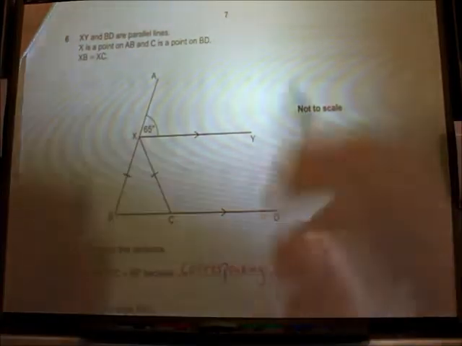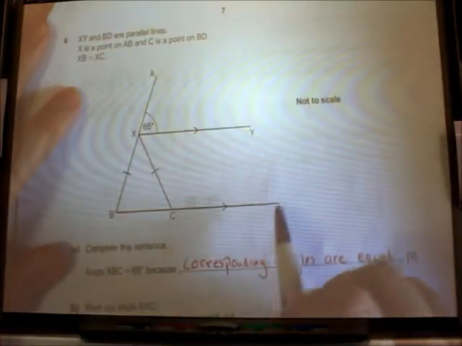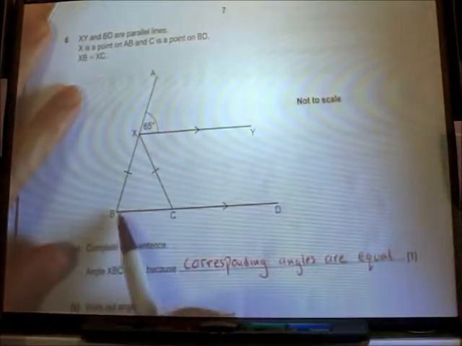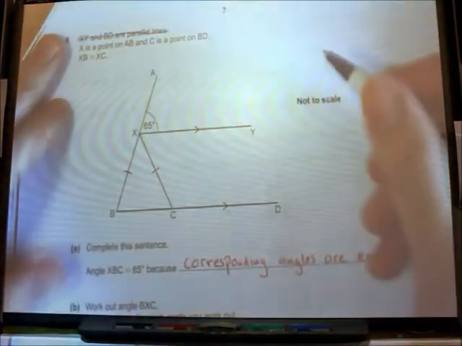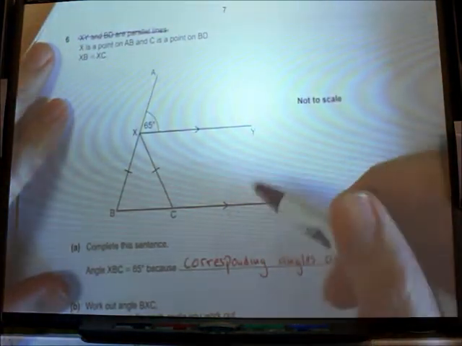Next one, question number 6. Let's have a look. Right, XY and BD are parallel lines. So that is XY, and that is BD, and we're shown on the diagram that they're parallel. So they don't even really need to write that top line in. I'm not sure why they put it there, because they do show you in the question.